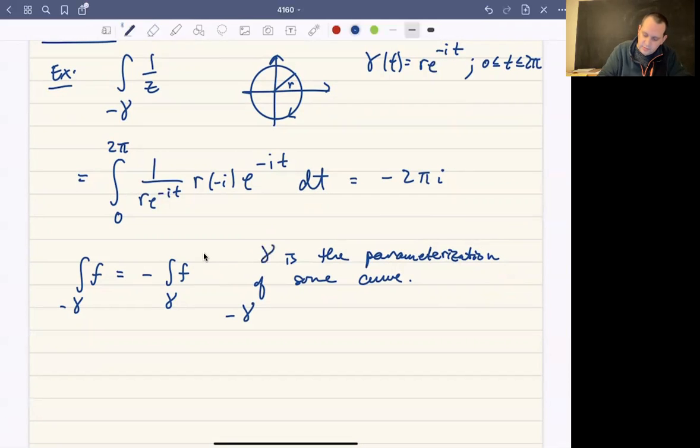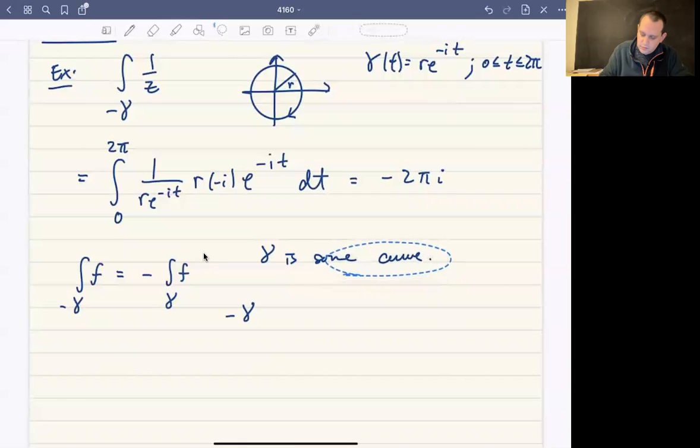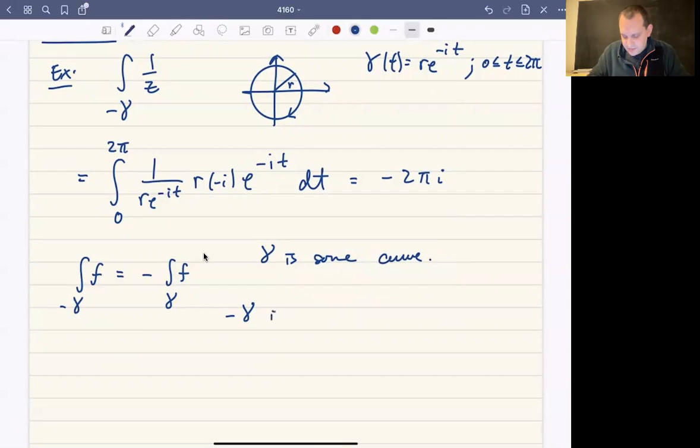Let me actually say it a little bit better. Gamma is not the parameterization. Let's not make this more complicated than it needs to be. Gamma is some curve, with some orientation. Minus gamma is the same curve, just oriented in the opposite direction.